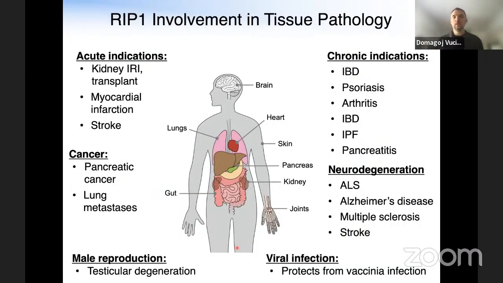Over the last decade, there are hundreds of papers, maybe more, that show implication and involvement of RIP1 in tissue pathology in various diseases, acute diseases, kidney injury, heart attack, stroke, in cancers, in male reproduction system, in viral infection, in many chronic diseases, IBD, psoriasis, arthritis, pancreatitis, you name it, in many neurodegenerative diseases, ALS, Alzheimer's, MS, stroke. And so we really wanted to investigate using genetic models and tool compounds in the animal disease models, where does the RIP1 really matter and its kinase activity, and where we can safely and efficaciously inhibit it.